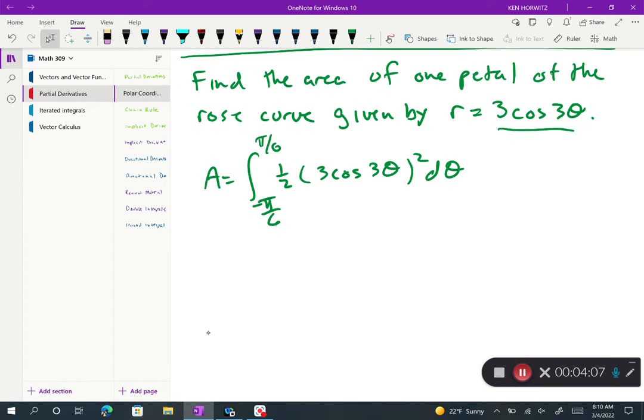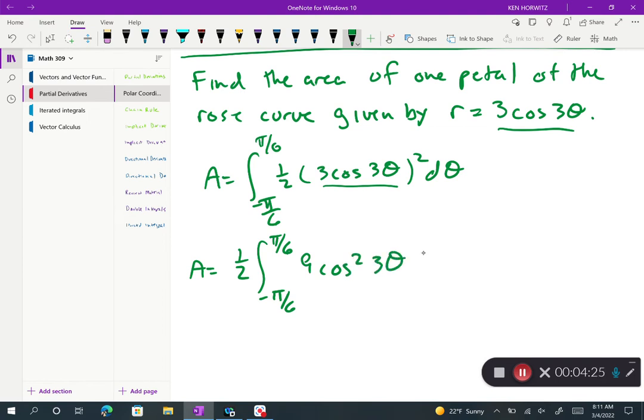Now the question is how to do it. All right, well, the first thing I can do is this. I can take my 1/2 out of my integral, and I'm going to square that. So it's 9 cosine squared 3 theta d theta.